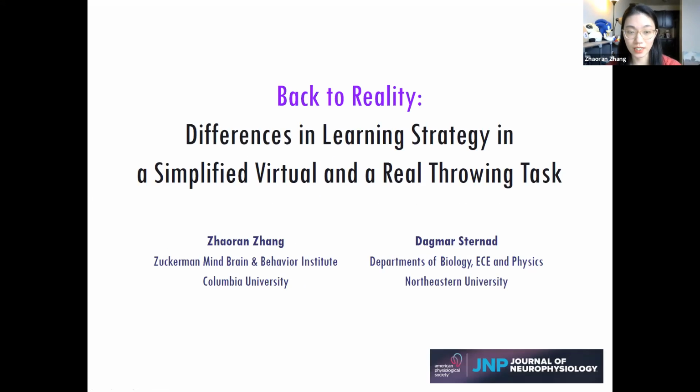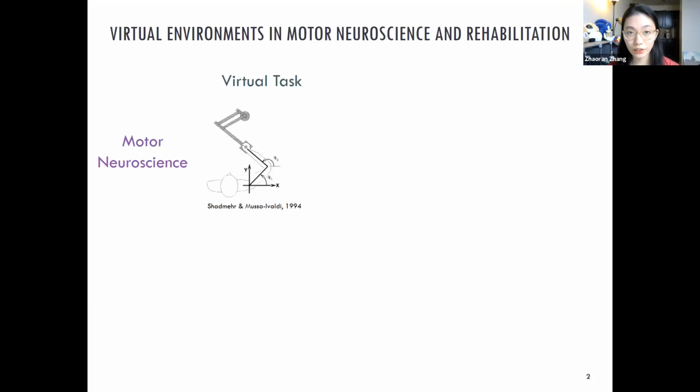I'm from Columbia University. Today, I will talk about the differences in learning strategy in a simple virtual task and a real task. Virtual environment has been widely used in studies in motor neuroscience. One typical example is reaching movement on a horizontal plane. Subjects usually see a virtual representation of the task and their hand movement on a virtual screen. And the haptic feedback is usually provided by a joystick, robotic manipulandum, or sensing gloves.